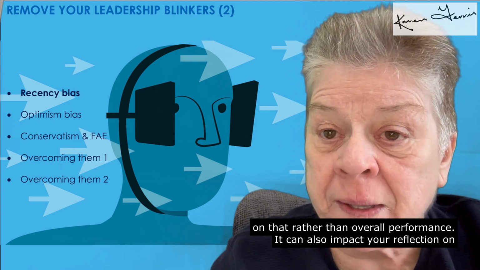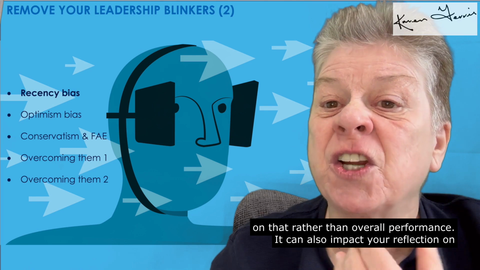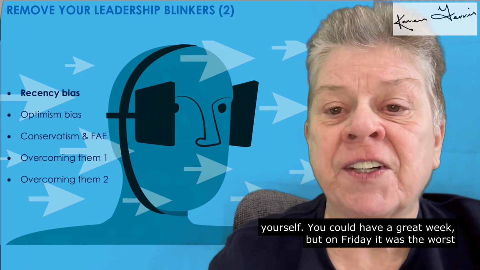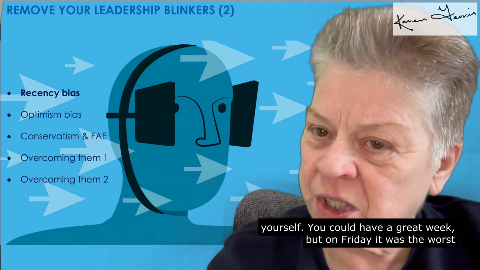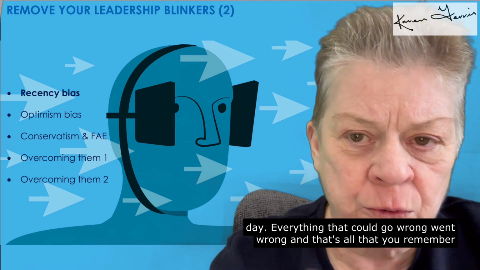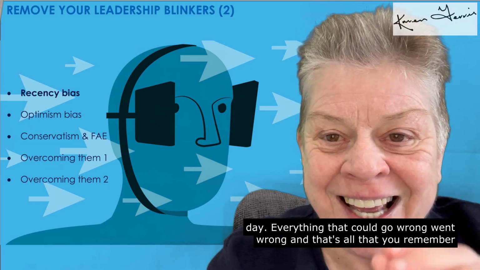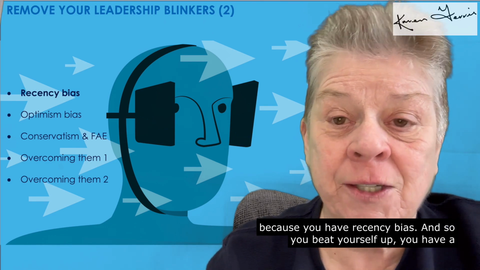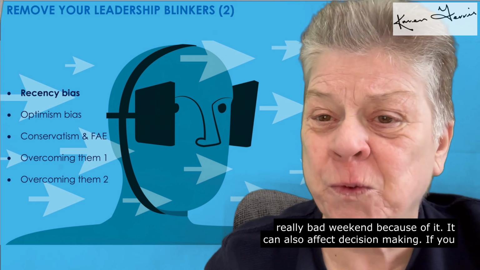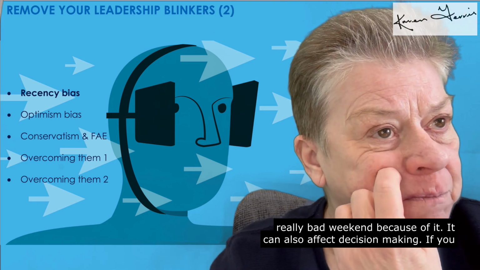It can also impact your reflection on yourself. You could have a great week, but on Friday it was the worst day. Everything that could go wrong went wrong. And that's all that you remember because you have recency bias. And so you beat yourself up. You have a really bad weekend because of it.